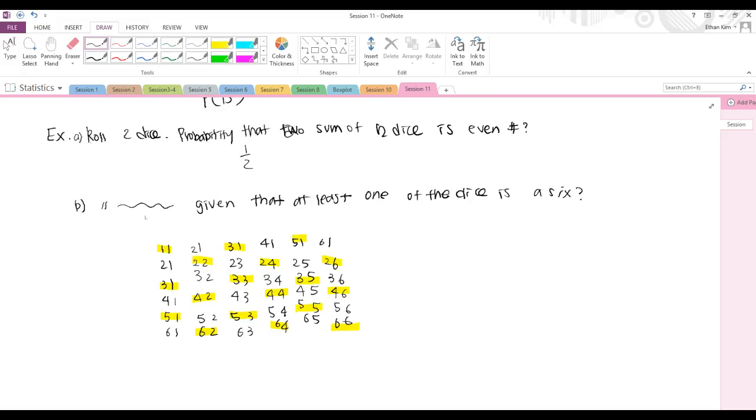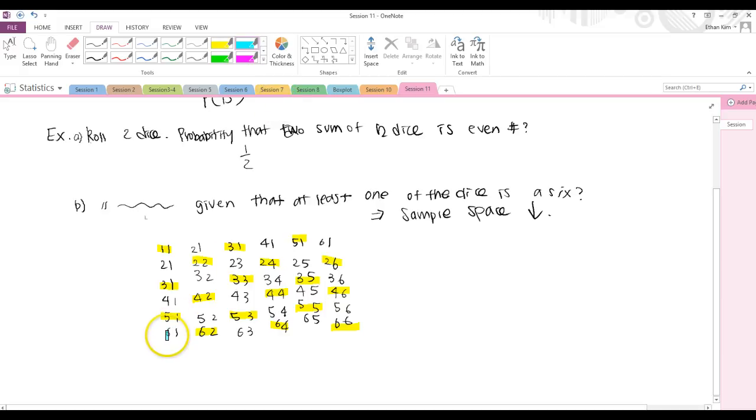But now moving on to B, we're looking at the probability that the sum is an even number, given that one of the dice is a 6. Right, so one of the dice is 6. From here, we're not going to look at every single case. Here, the sample space decreases because one of the dice has to be 6. So let's just color them off.